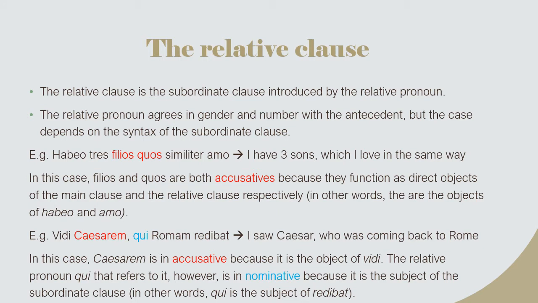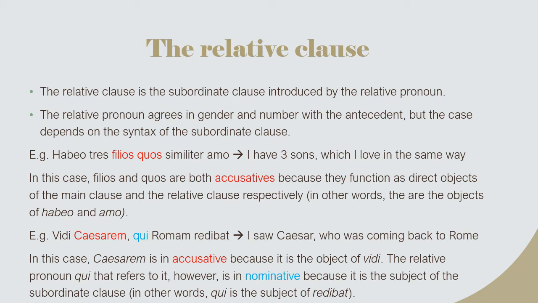So let's see how the relative clause normally works. The relative clause is of course the subordinate clause introduced by the relative pronoun. And the relative pronoun agrees in gender and number with the antecedent, but the case depends on the syntax of the subordinate clause. So it is not like the adjective, because the adjective, if you remember, agrees in gender, number and case to the noun that it refers to. For the relative pronoun, it's different, because it agrees in gender and number, but for the case, we have to be careful and look at the syntax of the sentence.